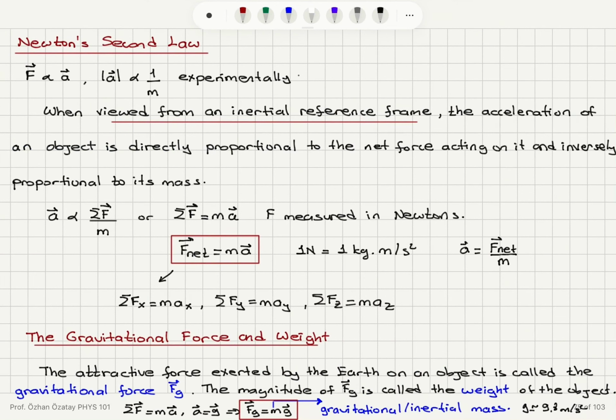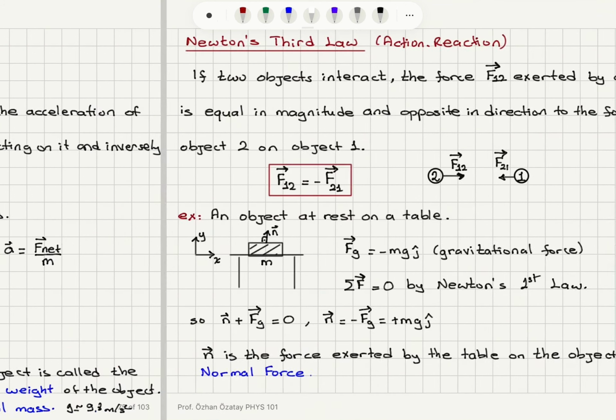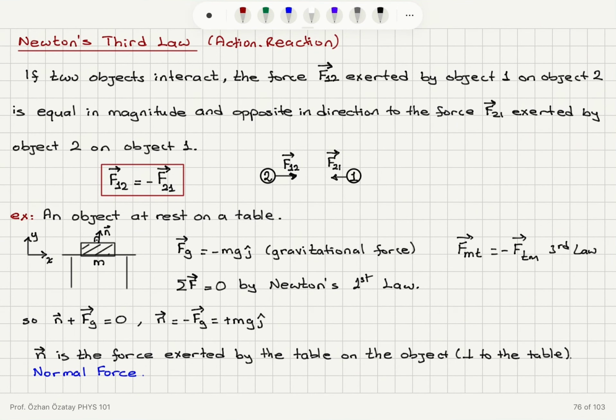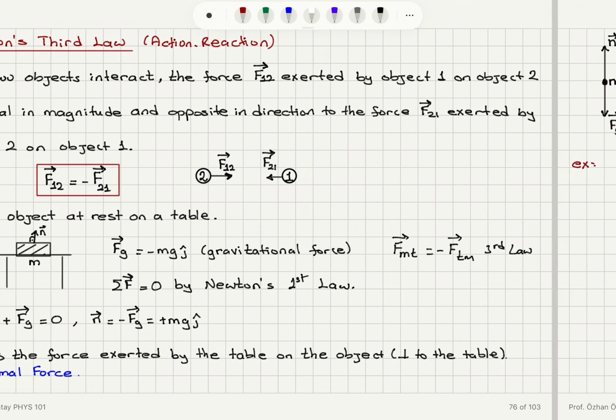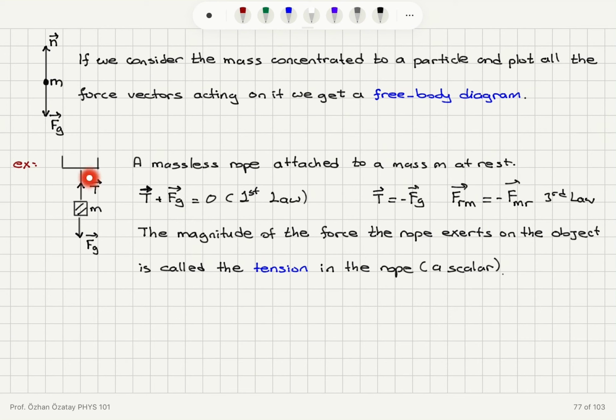Okay. So the magnitude of this gravitational force we called weight. We talked about this, and Newton's third law is about force couples. If you have two objects interacting, the force exerted by object 1 on 2 is equal to minus the force exerted by 2 on 1. So we have a force couple. A good example is the normal force on a table, and also another good example is the tension appearing on a massless rope when a block of mass m is attached to it.